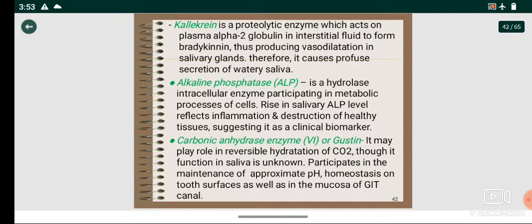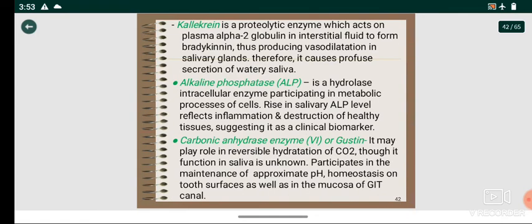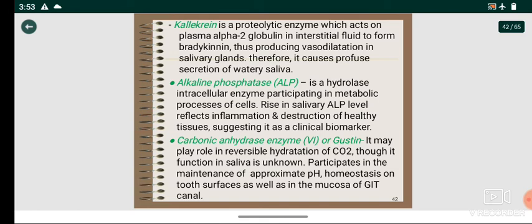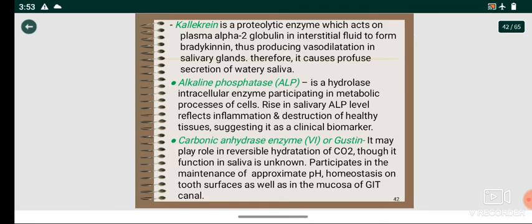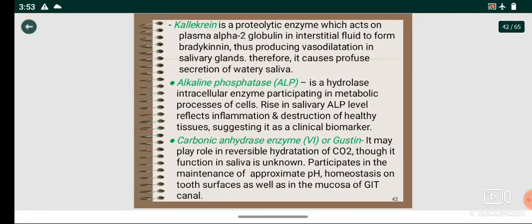The next enzyme which is present in saliva is ALP, which is a hydrolase intracellular enzyme that participates in metabolic processes of the cell, and a rise in salivary ALP level reflects inflammation and destruction of the healthy tissue, suggesting it is a clinical biomarker. Now the next enzyme which is present in the saliva is carbonic anhydrase enzyme or the gustin. It may play a role in reversible hydration of CO2 through it.